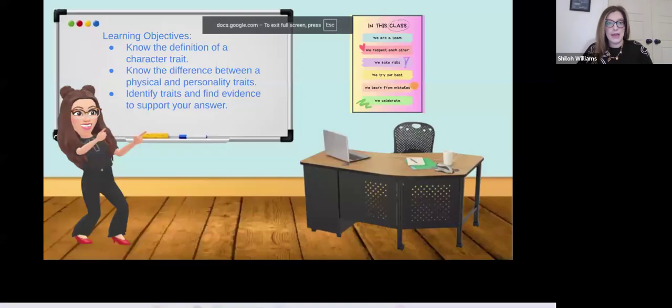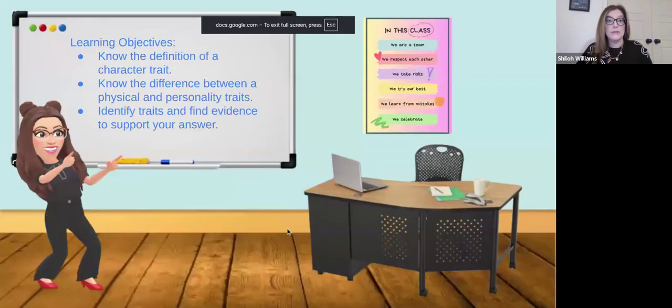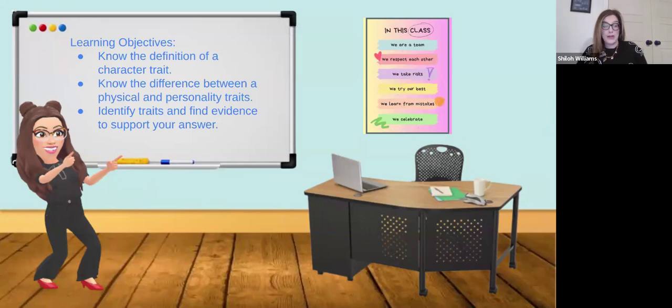And then our next slide is just our learning objective. So we want to know the definition of a character trait, which is something on the inside, a personality trait, something that is about them on the inside. And then we'll know the difference between a physical trait and a personality trait. A physical trait is an outside trait, like Miss Williams has brown hair. And then a personality trait or a character trait is what's on the inside. Like someone is nice, someone is silly, someone is mean. That's not a very nice character trait, but it is one.